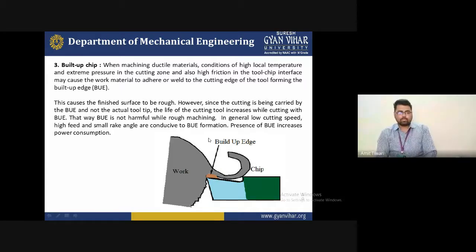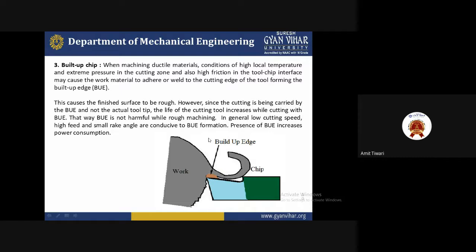And the built-up chip will require some time, but it also indicates that due to the increase in the high temperature region, there is wastage of material removal, and we can say it very dangerously affects the tool life and reduces the tool quality through the built-up edge.